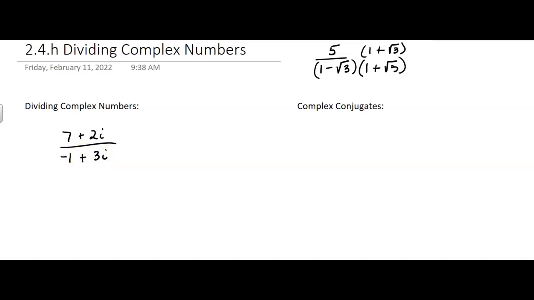So that looks like a complex number divided by another complex number, right? But what we're actually going to do is multiply. And we have to multiply in both the numerator and the denominator, just like in the past. We're going to multiply by the conjugate of the denominator. So the conjugate of negative 1 plus 3i is negative 1 minus 3i.